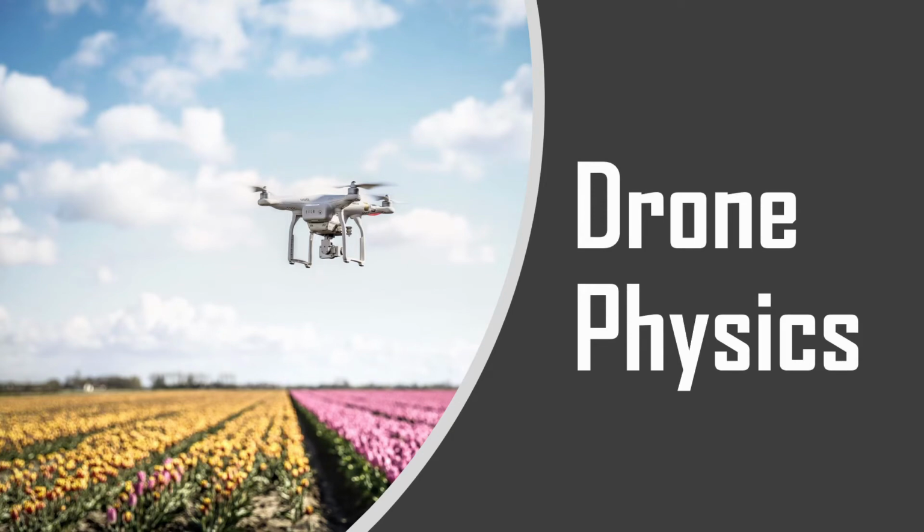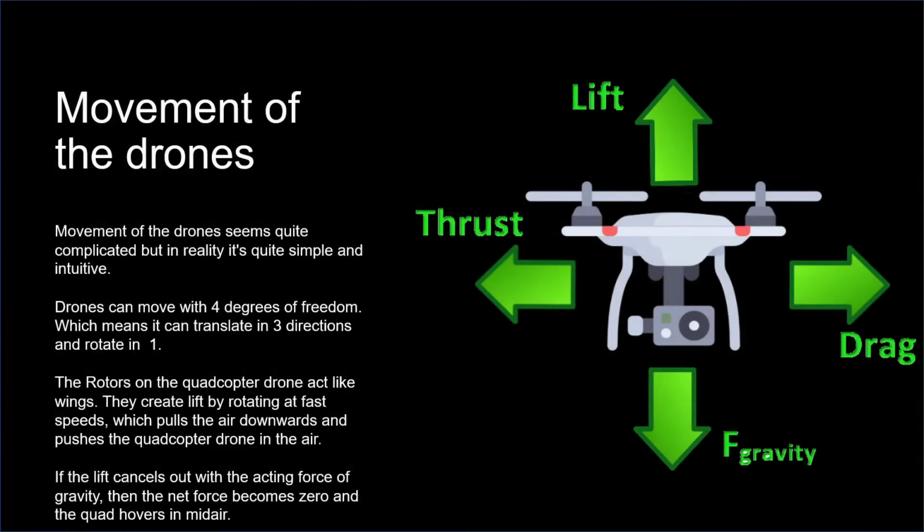Today we're going to learn about the physics that goes behind flying a drone. Movement of the drone seems quite complicated, but in reality it's quite simple and intuitive. Newton's third law of motion states that for every action, there is an equal and opposite reaction.